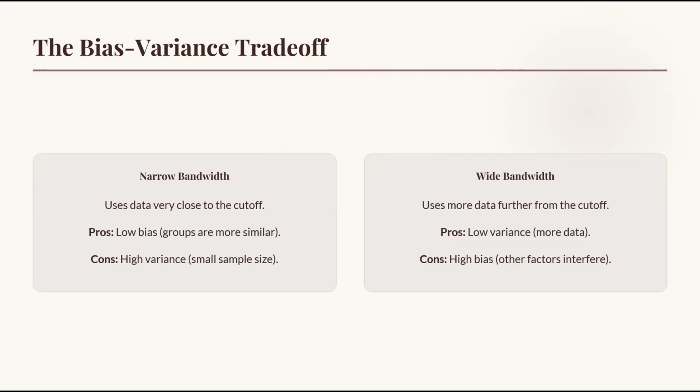Pros: low bias, the groups are very similar. Cons: high variance, as small sample size leads to less precise estimates. Wide bandwidth uses more data further from the cutoff. The pros: low variance and more data points. Cons: high bias, as other outside factors may start to interfere.